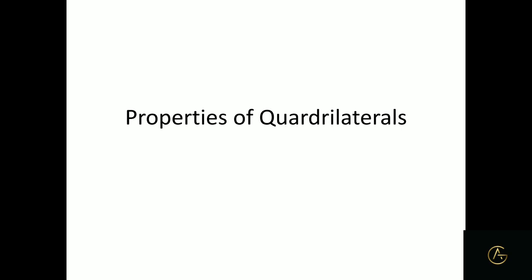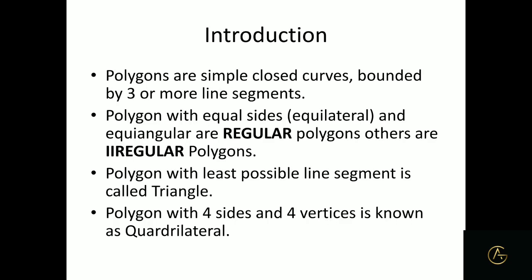Now, what are quadrilaterals? A quadrilateral is a type of polygon which has four sides. Now, what are polygons? Let's study about it first. Polygons are simple closed curves bounded by three or more line segments. A curve which is closed and has three or more line segments is called a polygon.